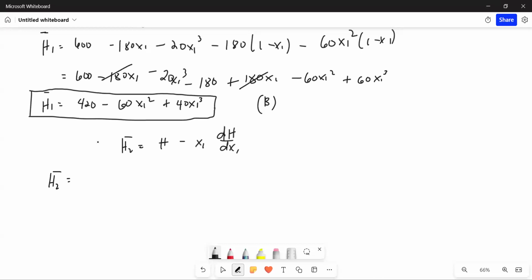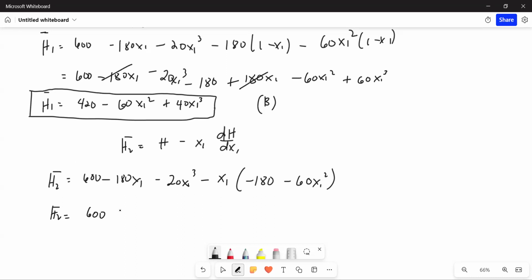Okay, so let's do that. 600 minus 180 x sub 1 minus 20 x sub 1 cube minus x sub 1, then the derivative 180 minus 60 x sub 1 squared. Further simplifying the equation, I'll skip the simplifying steps and proceed with the final equation.